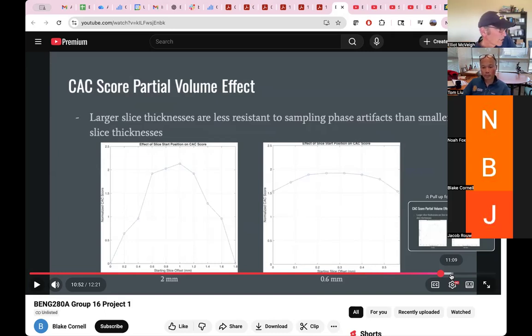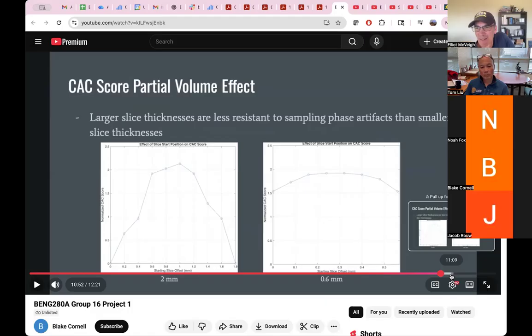Right. And then the other thing is, what is the relationship between the Agatston score and, say, calcium volume? And does one make more sense than the other? I guess this is kind of an editorial comment.